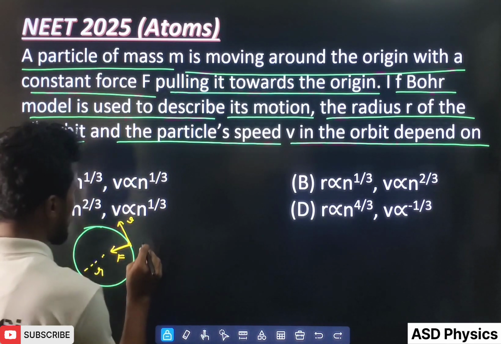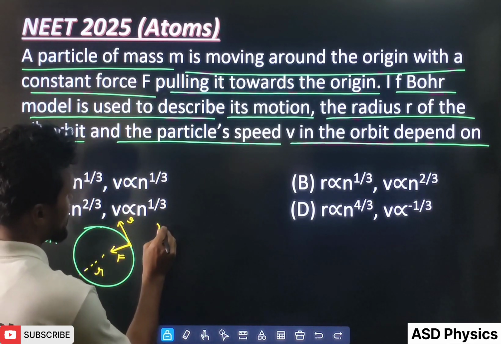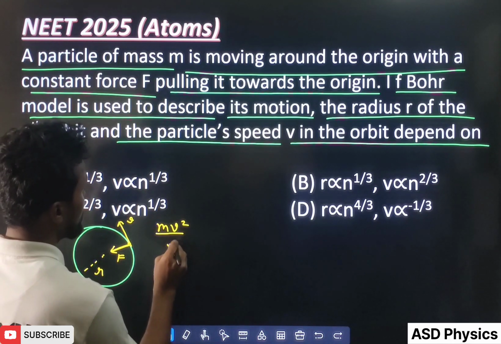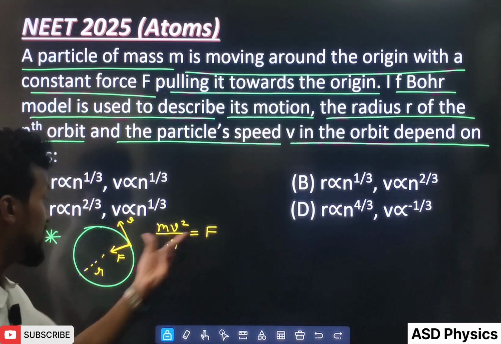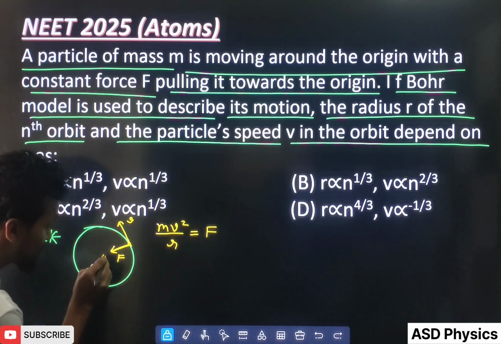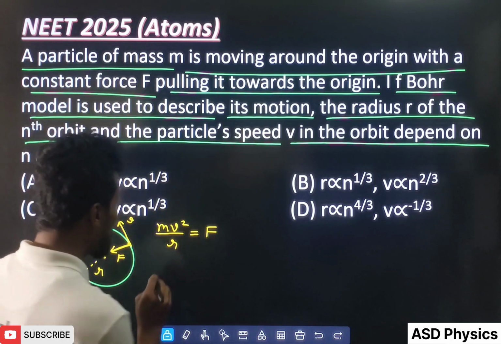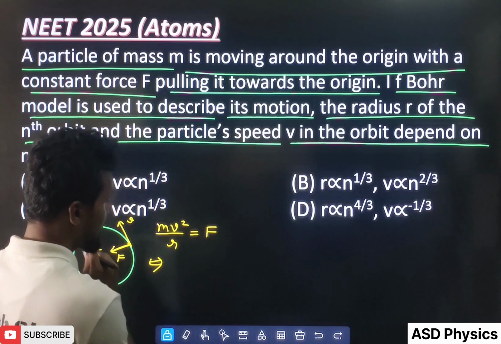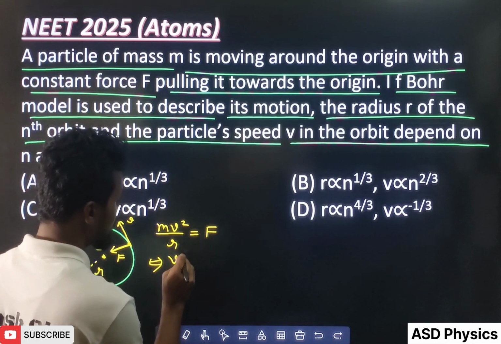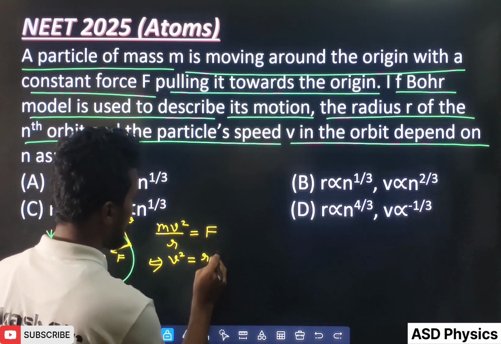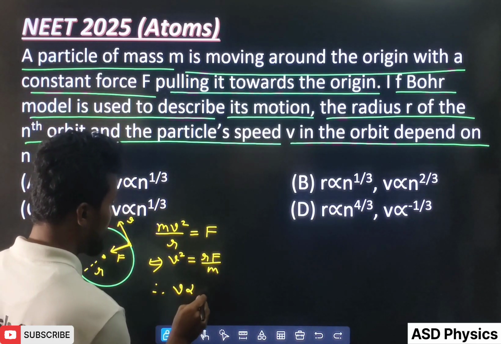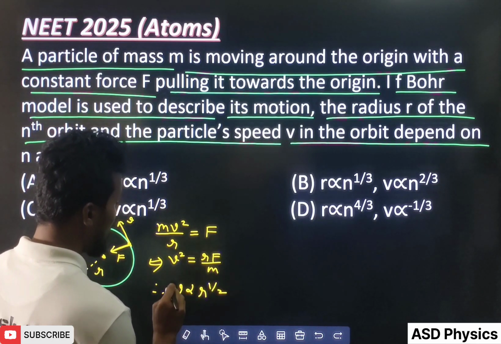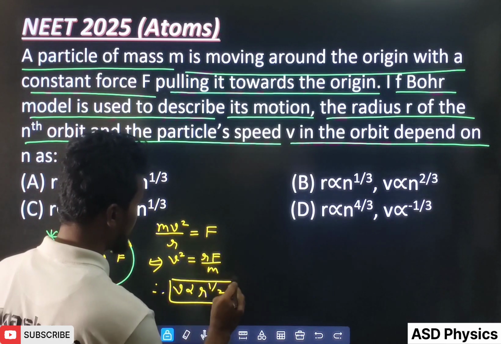So what we can write here, students: mv square by r is equal to F, because this force will act as a centripetal force towards the center. Force is constant, m is constant, so I can write v square equal to rF by m. F and m are constant, that means v is directly proportional to r to the power half. This we got here.